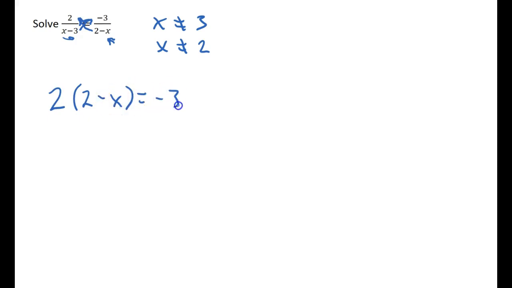Okay, here's our last example. And x cannot be 3 because that would make this denominator 0. And x cannot be 2 because that would make this denominator 0. Okay, now when I have one fraction on the left and one fraction on the right, I can cross multiply. That means this goes up top and that goes up top over there. Ready? 2 times 2 minus x equals negative 3 times x minus 3.